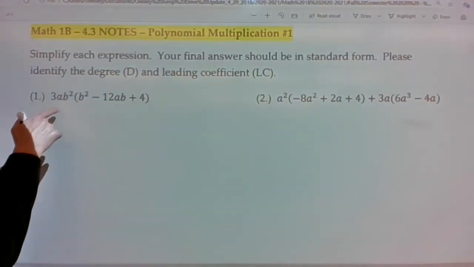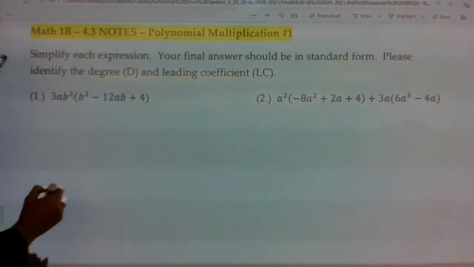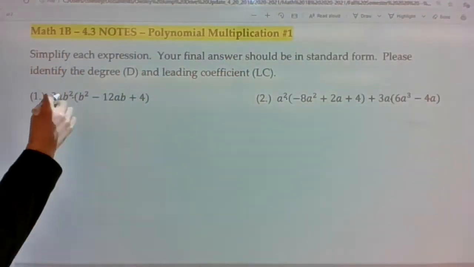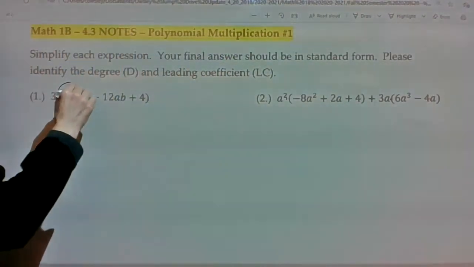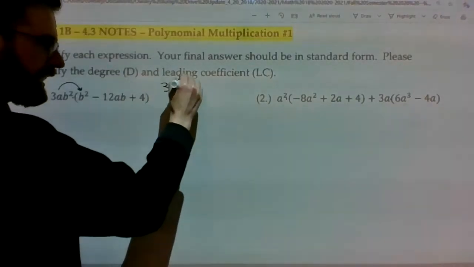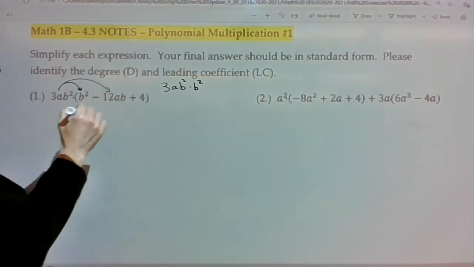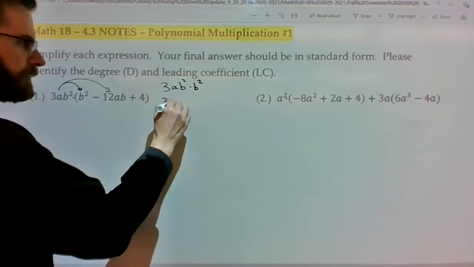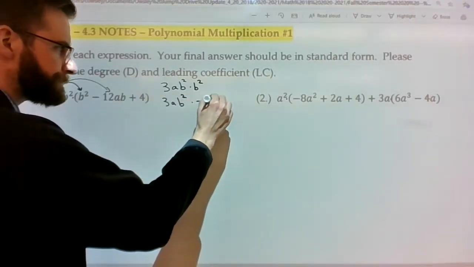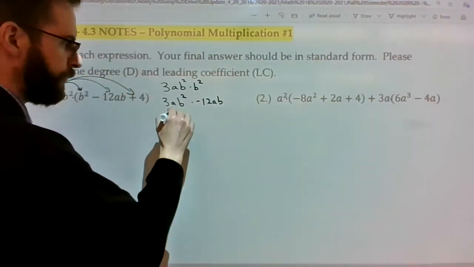No problem. So when you see a term on the outside of parentheses, there's implied multiplication happening there. Okay? So you're going to try to take 3ab squared times b squared. That's going to be your first calculation. Your second calculation is going to be 3ab squared times negative 12ab. And then your third calculation is going to be 3ab squared times 4.